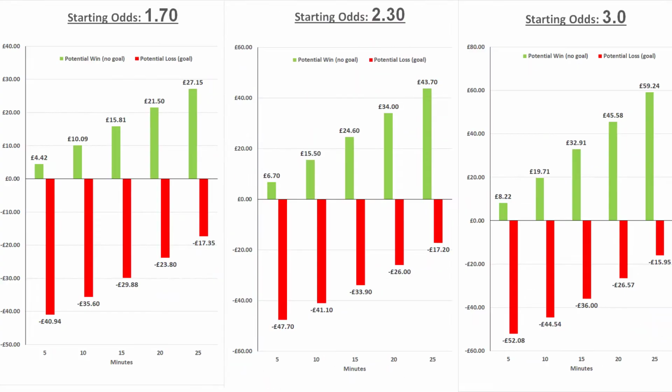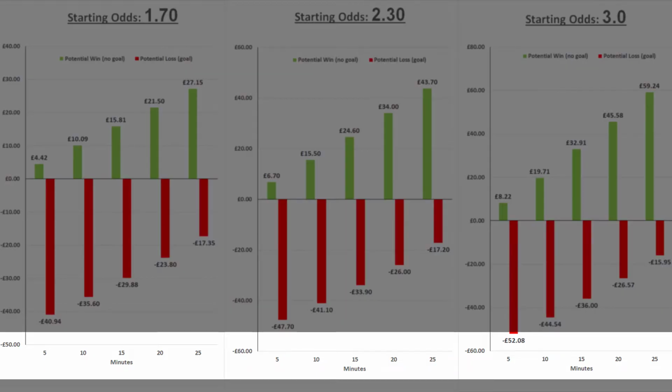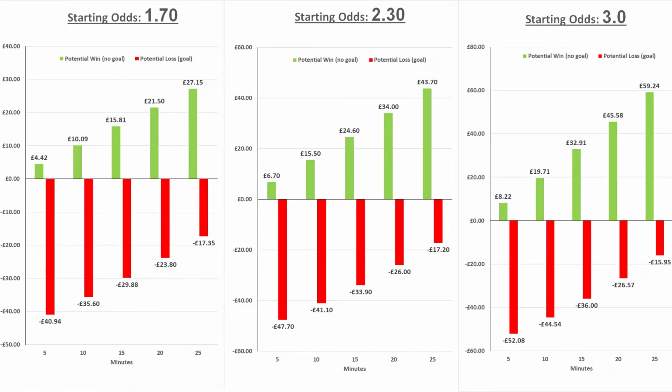It'll be easy if I just show you these 3 examples of markets that I've traded. One was at odds of 1.7, one at 2.3 and one at 3.0. I've adjusted the stake to £100 for each of these 3 trades, just to make it easier for you to visualise what I'm showing you. On screen you see the potential wins and the potential losses over 5-minute segments all the way through to the 25th minute, both in terms of if there was a goal scored or if there was no goal scored.